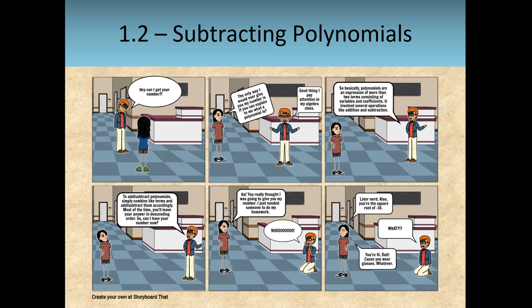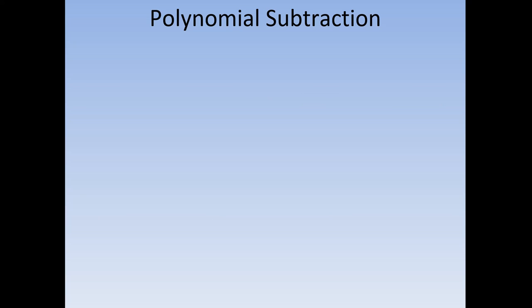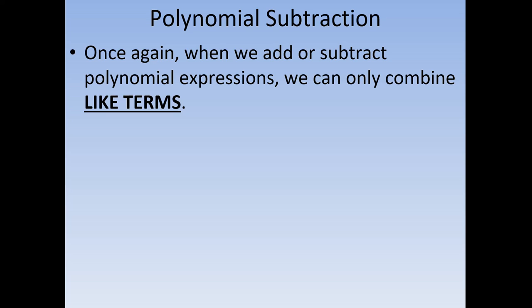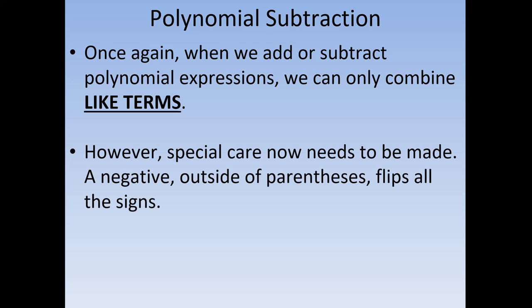Alright, so the polynomial subtraction, just like with polynomial addition, we can only add or subtract whenever we have like terms. So remember, in the terms that we combine, they have to have the same variables raised to the same power. So both have to be x squared, y squared, both have to be xy, something like that. There is one little change and one little caveat, and that's the fact that we now are going to have to take a little bit of special care before we actually combine them.